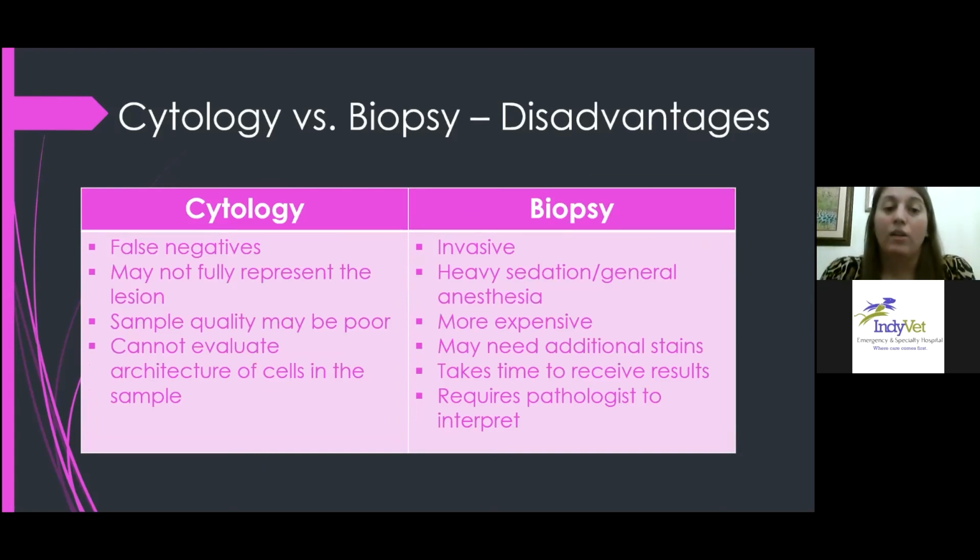Disadvantages: cytologies, you can have false negatives. Sometimes they can be non-diagnostic, especially if they're very bloody tumors or tumors that are very necrotic and are very deformed and irregular. The cytology may not represent the fullness of the lesion. You can take as many samples as you want, but it still may not represent the entirety of the lesion. The sample quality may be poor, which is a reason we have false negatives, and we can't evaluate the architecture of the cells in that sample.